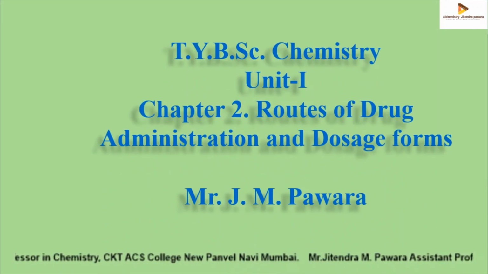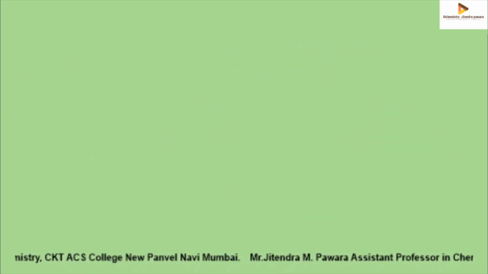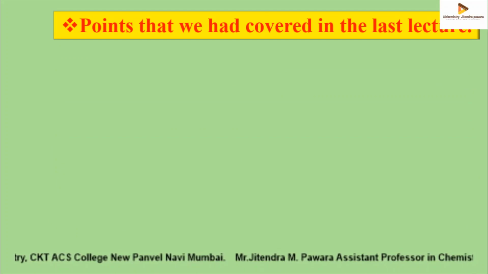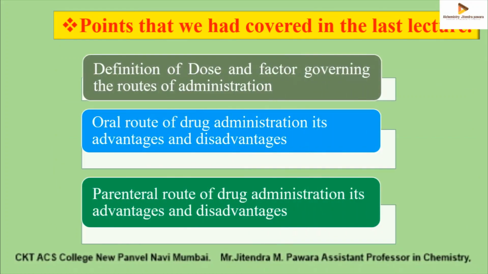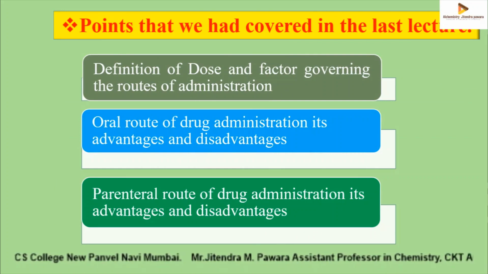So hello students, in the last lecture we started a new chapter, that is routes of drug administration and dosage form. These are the points that we covered in the last lecture: the definition of dose and the factors governing the routes of administration of drugs. The dose may be defined as the appropriate amount of drug needed to produce a certain degree of response in a patient, that is called drug dose.